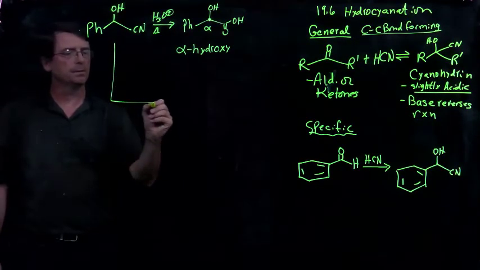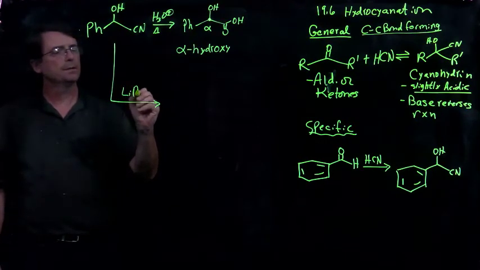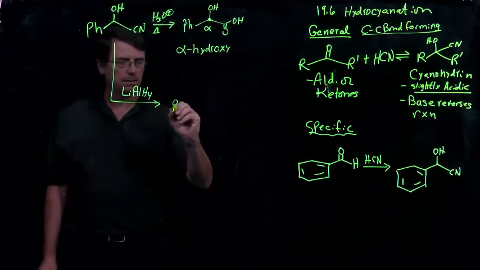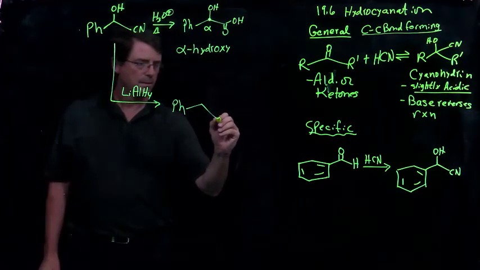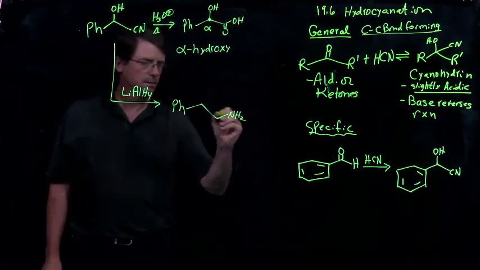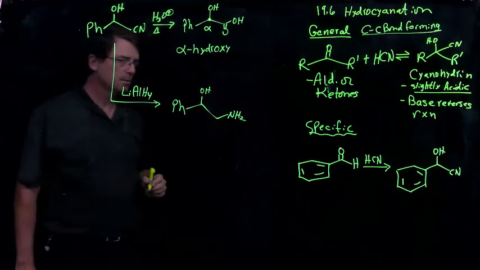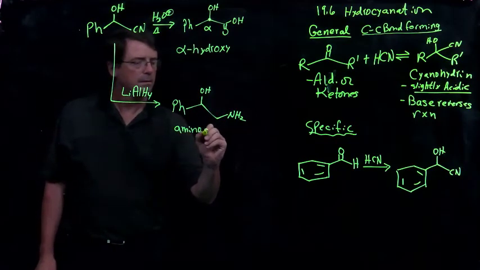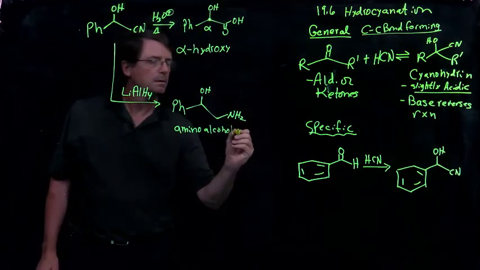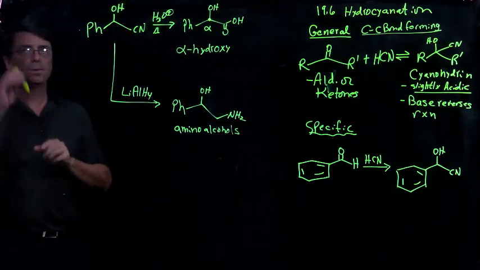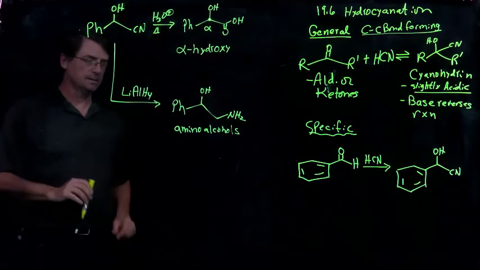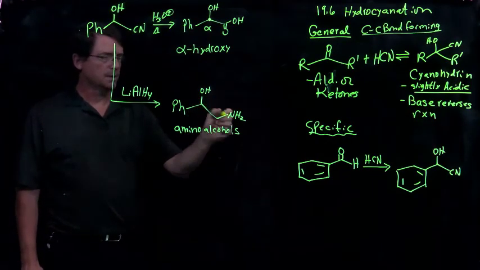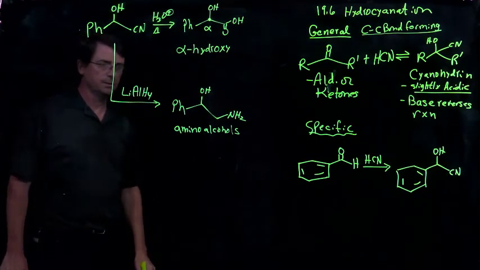The other thing we can do with them, for instance, is just treat them with lithium aluminum hydride, and that will reduce the nitrile to an amino group, and these are amino alcohols. And they're very useful compounds in many, many syntheses. Lots of things have an alpha or a vicinal hydroxyamino group relationship.